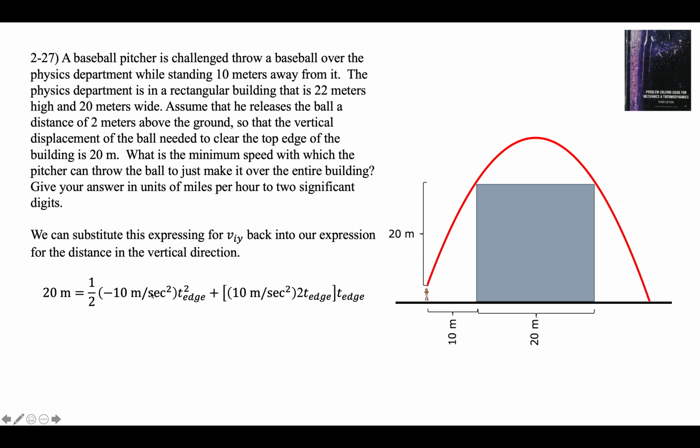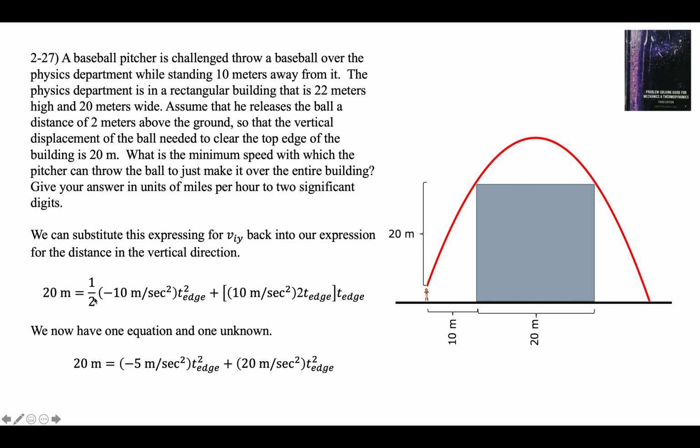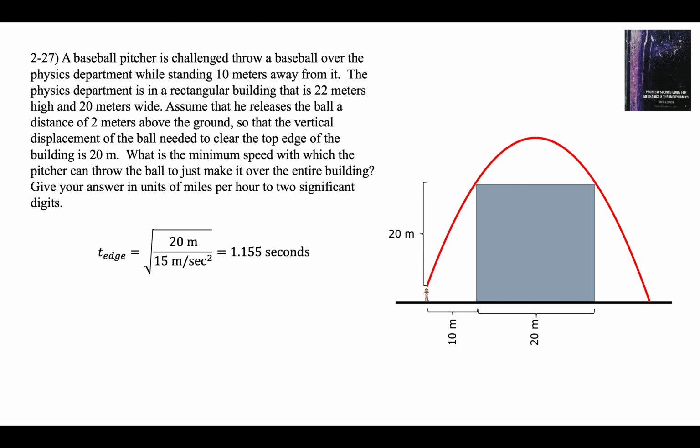So now we just do some math. We have one equation, one unknown. We combine the terms. Half times minus 10 is minus 5. 10 times 2 is plus 20. We have plus 15 meters per second squared times t sub edge squared. That's 20 meters. We can solve for t sub edge. Taking the square root, we get 1.155 seconds to get here.